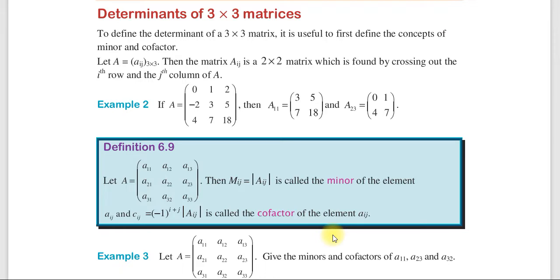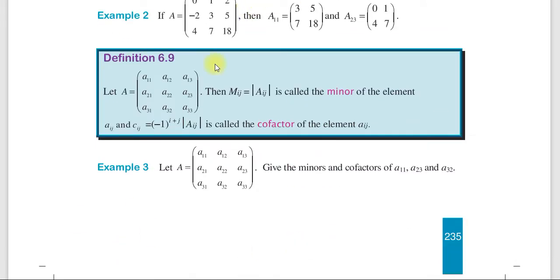ስለዚህ ሁለት ኮንሰፕቶችን እዚህ ጋር ተጨመረብን ማለት ነው። ማይነር እና ኮፋክተር። ማይነር እና ኮፋክተር የሚያስፈልጉት እንግዲህ 3x3 ማትሪክስን ለመስራት የሚጠቅሙ ነገሮች ናቸው ማለት ነው። ለምሳሌ እዚህ ጋር ማትሪክስ A [A11 A12 A13; A21 A22 A23; A31 A32 A33] ተሰጠን። Give the minor and cofactor of A11, A23 and A32 የዚህን ኮፋክተር እና ማይነር ፈልጉ ተባለ። ለምሳሌ እንዴት አድርገን ነው የምንሰራው?